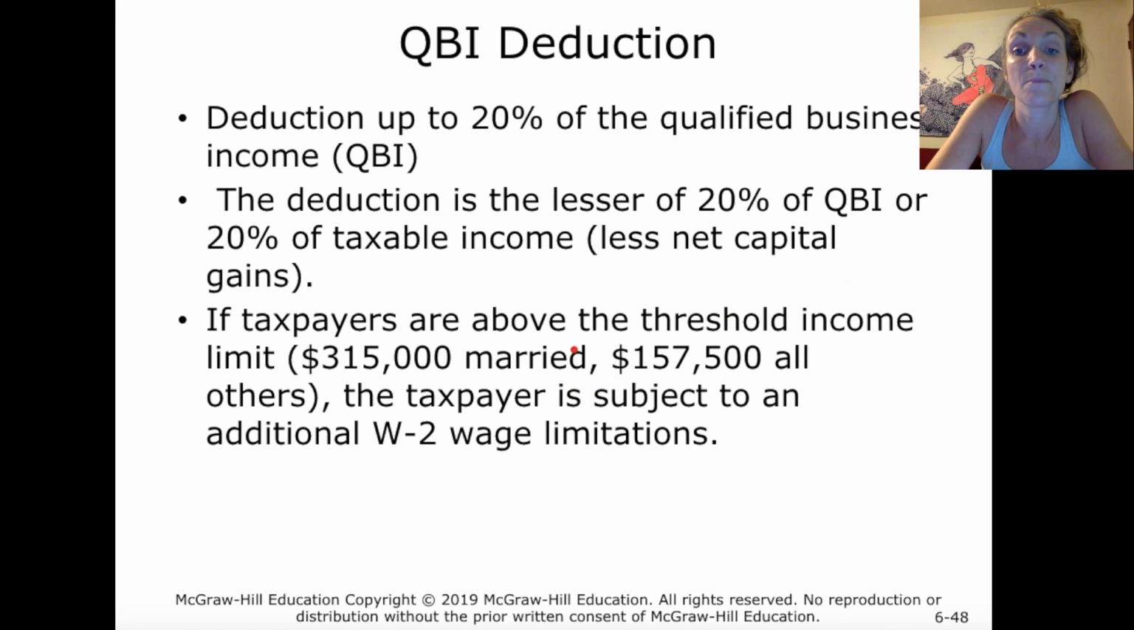If taxpayers are above the threshold, so the threshold is $315,000 if you're married, $157,500, which is half of $315,000, if you're single. So if you're less than that, you can essentially take this. Accountants can't. There's a whole list of people who can't take it. But once you're above those thresholds, then practically no one can take it. It's quite interesting. It really appears to be for passive real estate investment businesses that employ people to run them for them, just in reading the law.